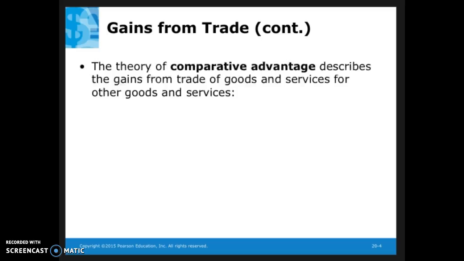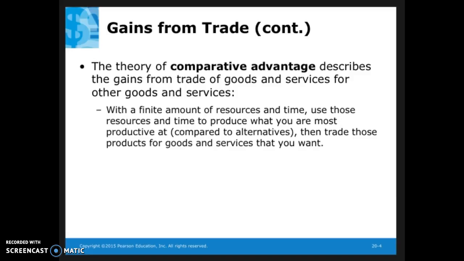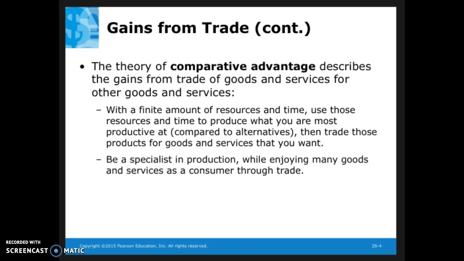So we have the theory of comparative advantage, which describes the gains from trade. With a finite amount of resources and time, use those resources and time to produce what you are most productive at compared to alternatives, then trade those products for goods and services that you want. Be a specialist in production while enjoying many goods and services as a consumer through trade.